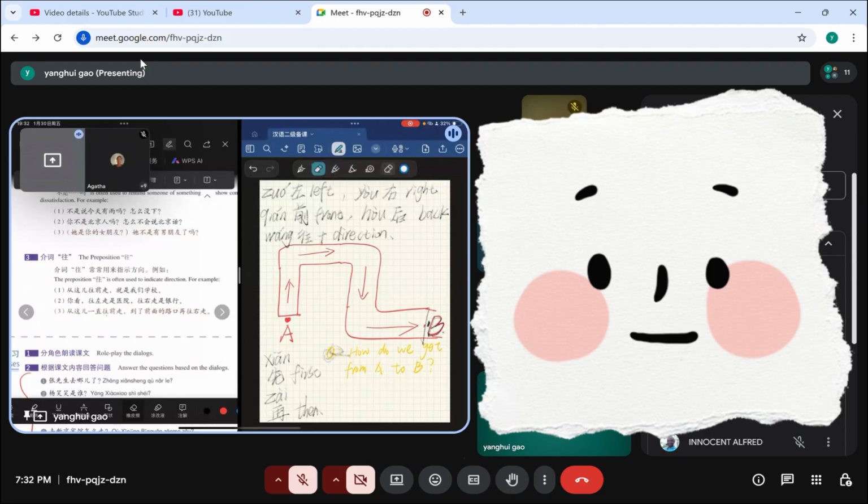So now the question is, how do we get from A to B. A is here. Which direction to go first? And which direction to go next? Okay, 1, 2, 3, 4. So now you can think about it, how to give the directions.